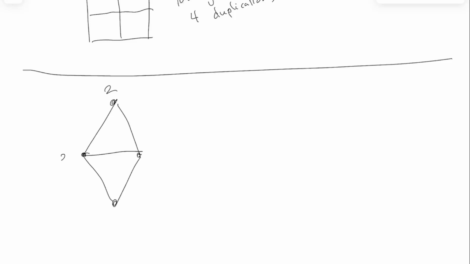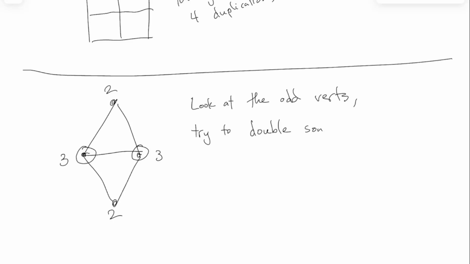So here, what is important are these odds. So we look at the odd vertices. And the idea is the best case scenario would be if there's no odds at all. Then I don't have to do any duplications because that's an Euler circuit. You look at the odd vertices and try to double some edges to turn them all even. What I mean by that is double some edges.